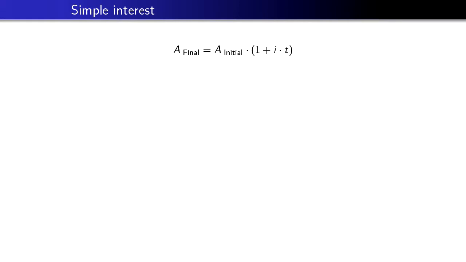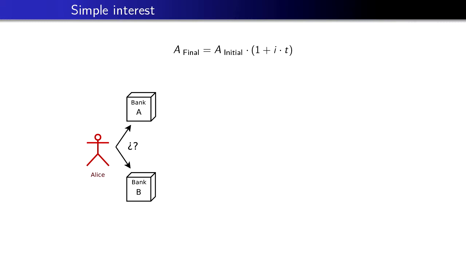In school, we were taught two ways to apply interest. Simple interest multiplies by time. With simple interest, Alice is looking for a deposit for her savings of €10,000. She visits two banks. Bank A offers a deposit for 3 years at 10% per annum. Bank B, 1 year at 9.5% per annum. Which one will be better?